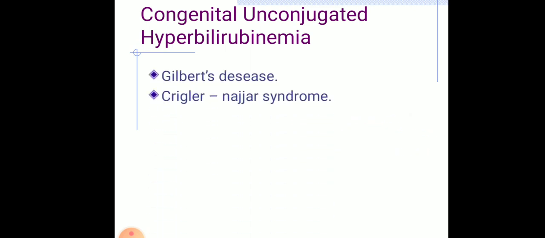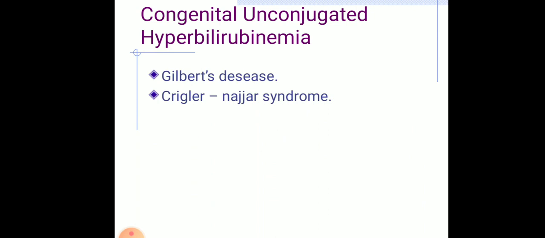What are the congenital unconjugated disorders? The cause is congenital, and the type of bilirubin increased is unconjugated. So congenital unconjugated hyperbilirubinemia. Examples: Gilbert's disease, Crigler-Najjar syndrome. Okay, so see this. The cause is congenital and the bilirubin type increased is unconjugated. There are two disorders, Gilbert disease and Crigler-Najjar syndrome. In both these diseases, unconjugated hyperbilirubinemia is increased.